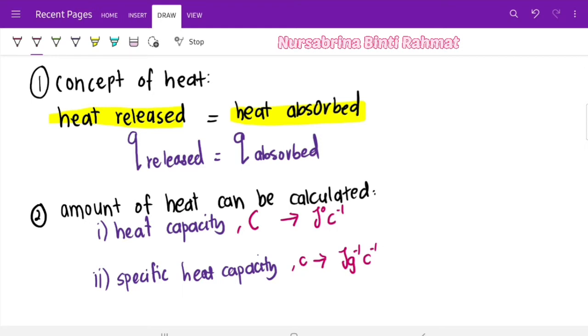If you are given the heat capacity, you can calculate heat equals C times the change in temperature. But if you are given a specific heat capacity, the amount of heat equals the mass of the substance multiplied by the specific heat capacity multiplied by the temperature change. You need to memorize this simple formula in order to solve any calorimeter problems.